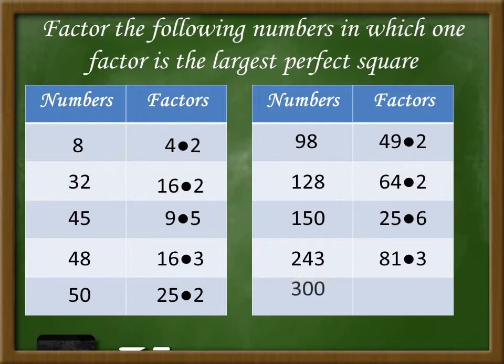And the last one is 300. What are the factors? Okay. You have 100 times 3. So your 100 is the largest perfect square factor for 300.